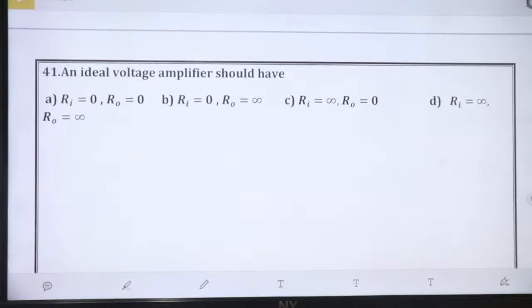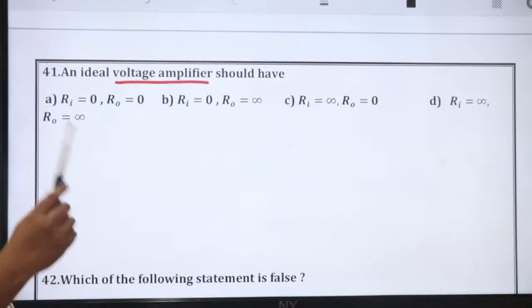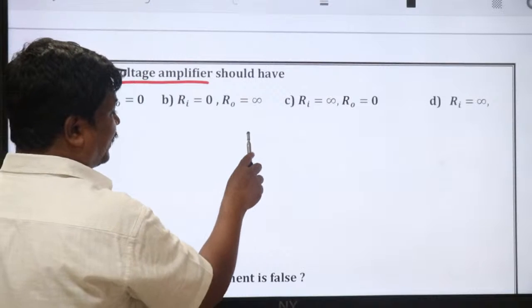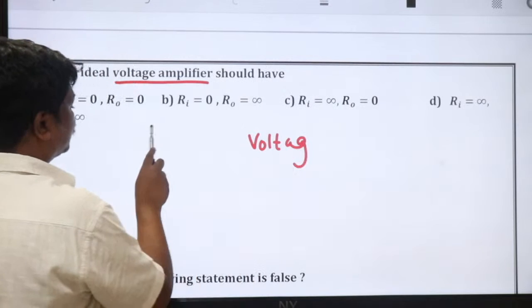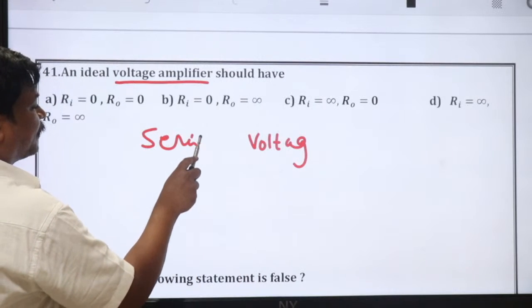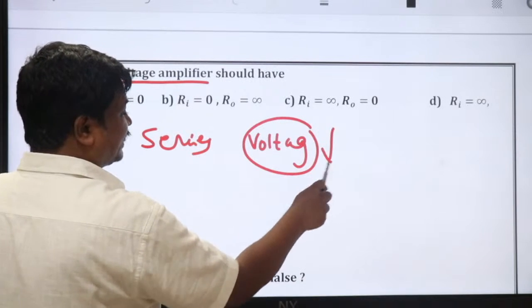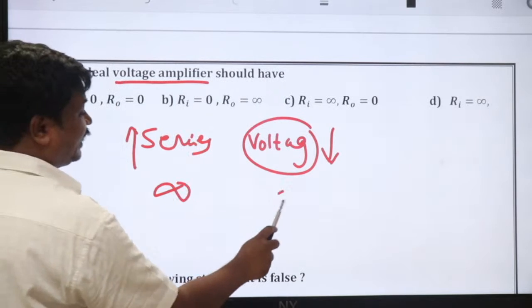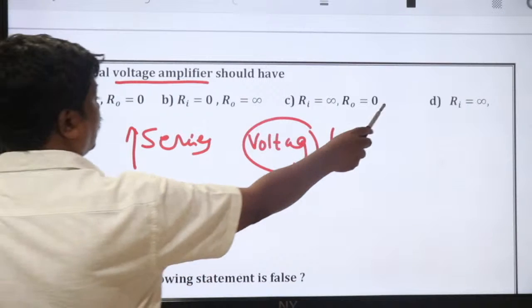Next, an ideal voltage amplifier. Voltage amplifier means voltage series feedback. Because of voltage, output decreases. Because of series, input increases. It is infinity, it is 0. Where is that answer? You have to choose it. Infinity and 0.